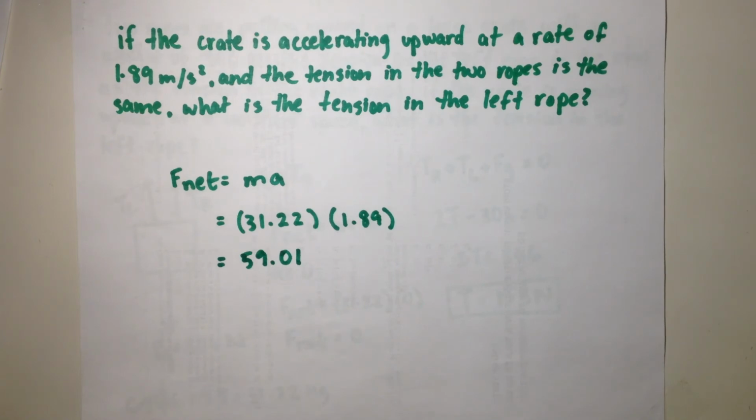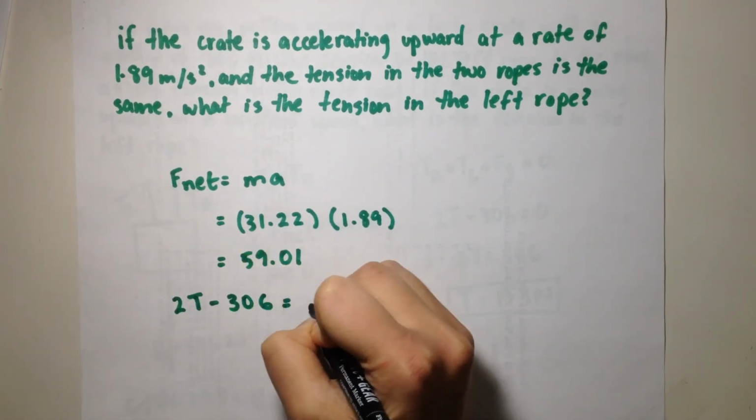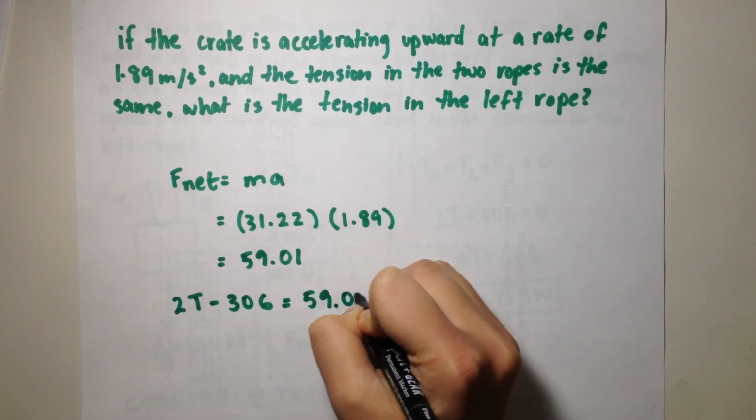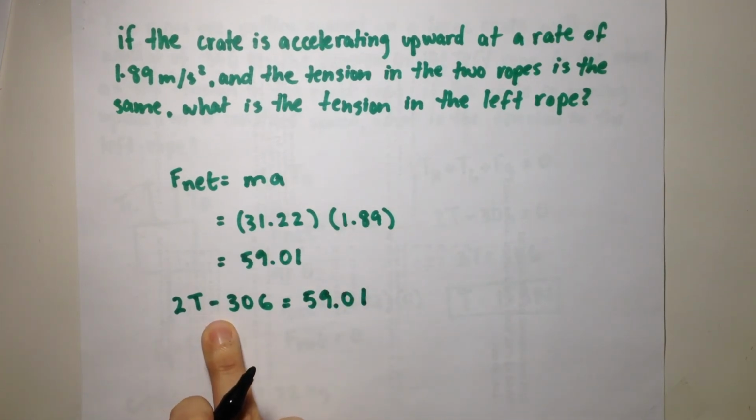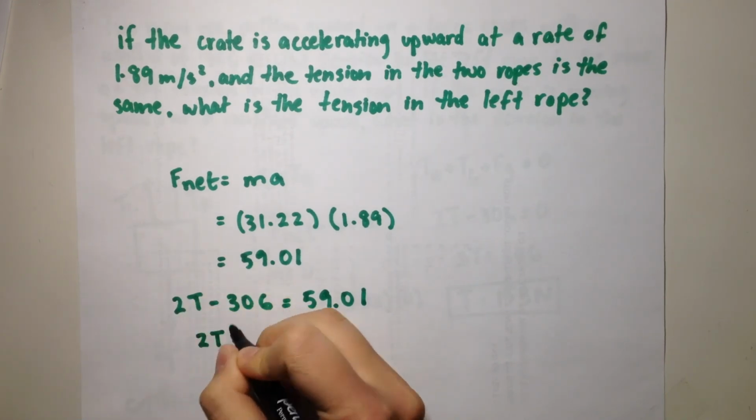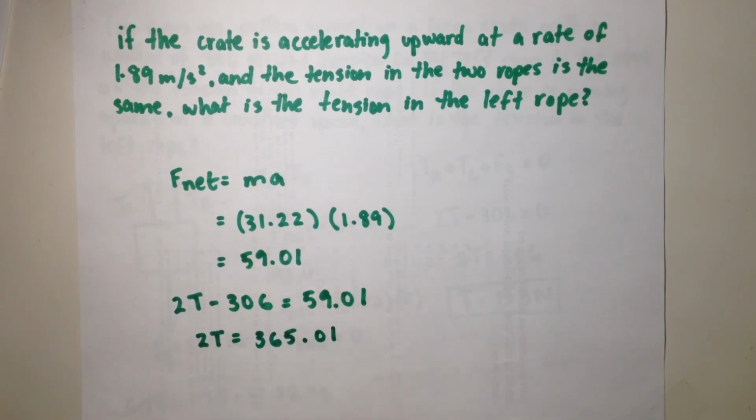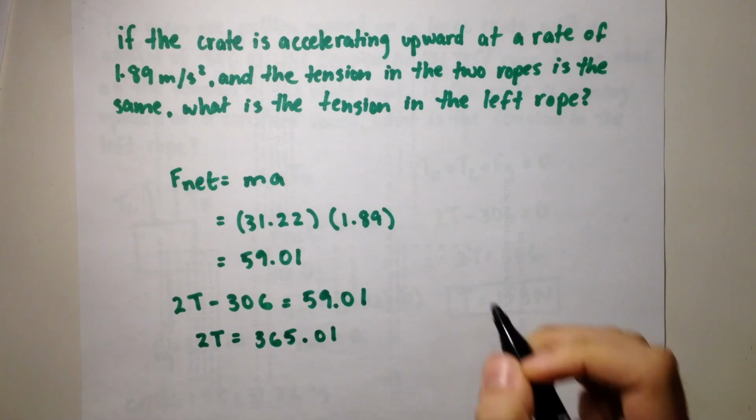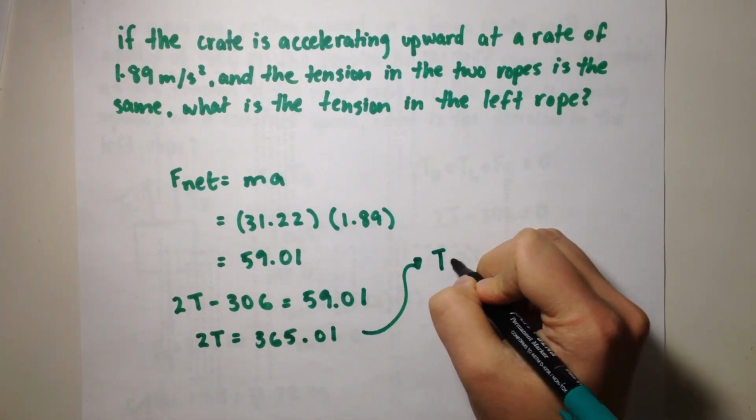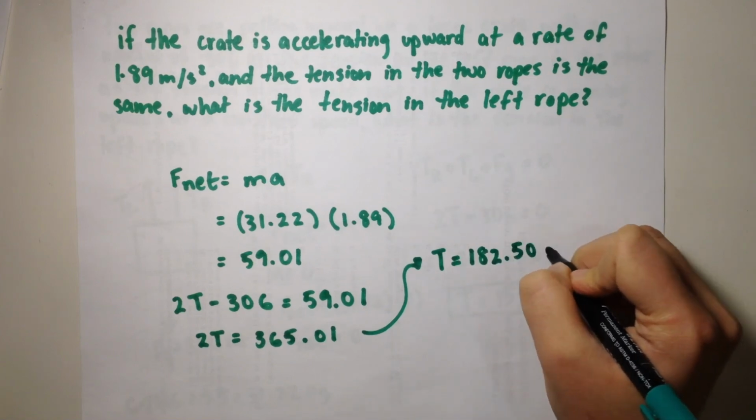And we know from the previous problem that F net is equal to all of the forces acting on the crate, so that is 2T minus 306 is equal to 59.01. So let's add 306 over to the other side to get 2T equals 365.01, and we can divide both sides of the equation by 2 to get the tension in either rope equaling 182.50 newtons.